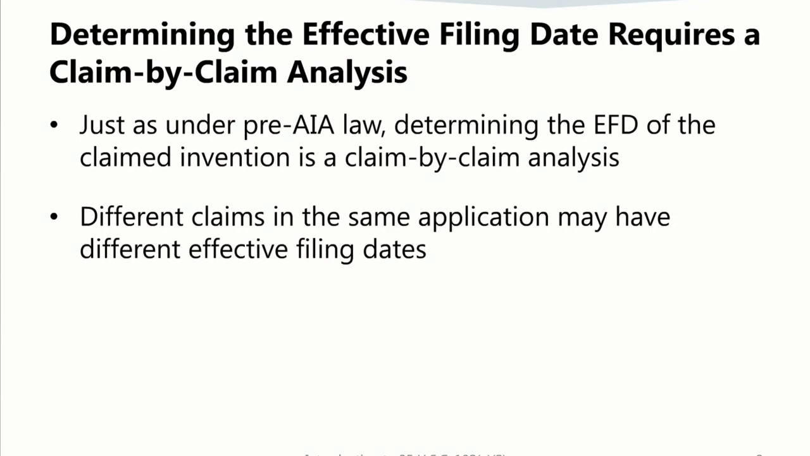In this situation, the effective filing date of Claim 1 would be the filing date of the earlier filed application, but the effective filing date of Claim 2 would be the actual filing date of the application. So the analysis for determining the effective filing date of the claimed invention must be done on a claim-by-claim basis. Remember that AIA status, however, applies to the entire claim set, so that you will never consider Claim 1, for example, under pre-AIA and Claim 2 under AIA.